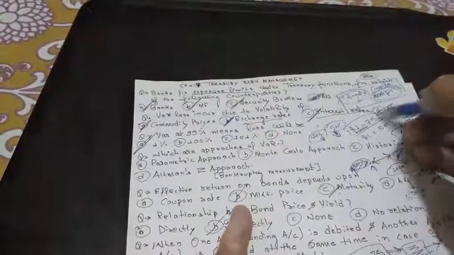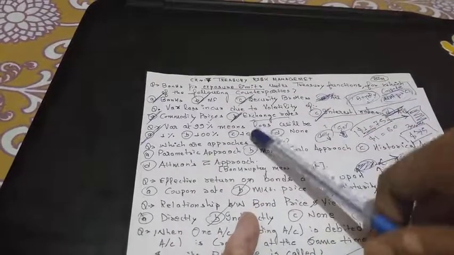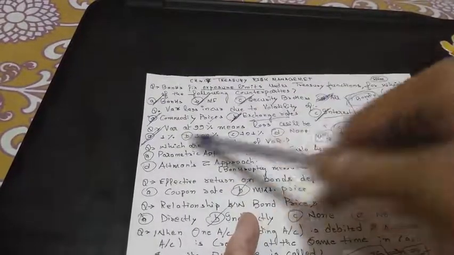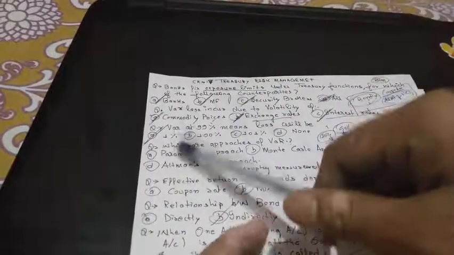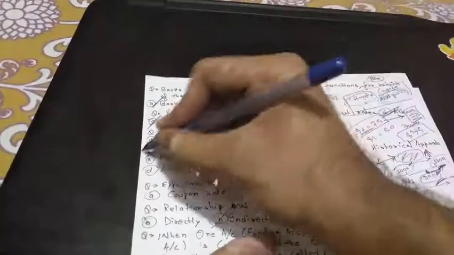So the option is D, all. Next question. Value at risk at 99% means loss will be 1%. This is a general statement you need to understand. Whenever it says value at risk at 99%, it means loss will be 1%.